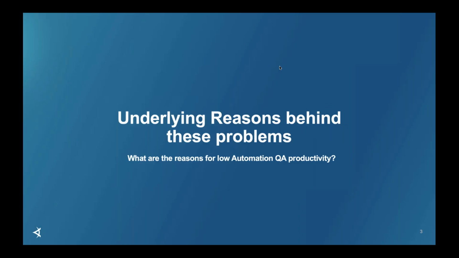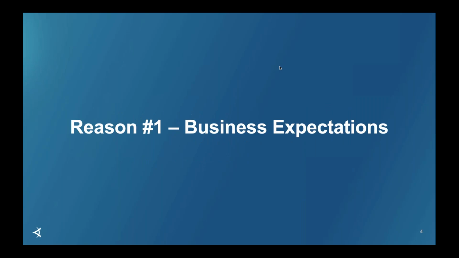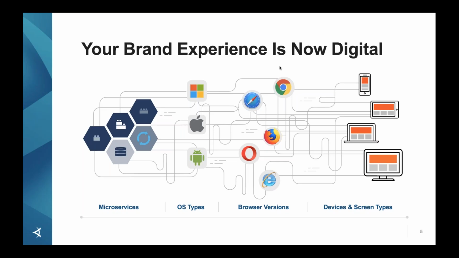But let's take a step further back and understand the reasons behind these problems. What's really causing these problems? Why are people thinking that QA is the bottleneck? So number one is the business expectations. Your brand experience is now digital. What that means is every company that you work for now has an app that needs to work and look really good in all sorts of different operating systems, devices, and browsers. So as a QA team, you need to ensure that your app actually works and meets those expectations, which is really, really hard. And it takes a lot of time, especially if you're doing manual testing.